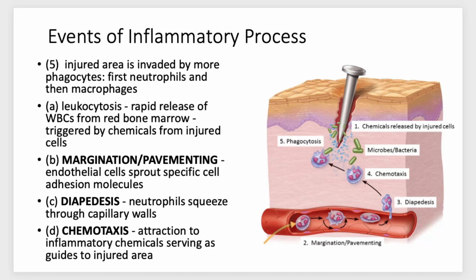Leukocytosis will take place, so you're going to make more white blood cells in your bone marrow so that you can have more available to fight off that infection. And then that would show up in a blood test. That can be a sign of an infection somewhere in your body. You'll have margination or pavementing, where they bind to that endothelium. Diapedesis is where they move through it. And then chemotaxis is where they're attracted by those inflammatory chemicals.